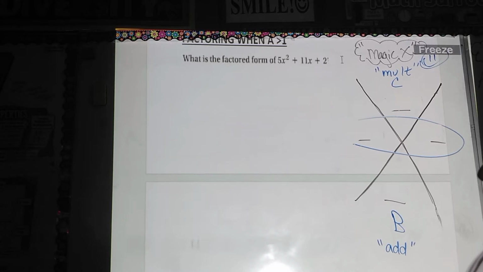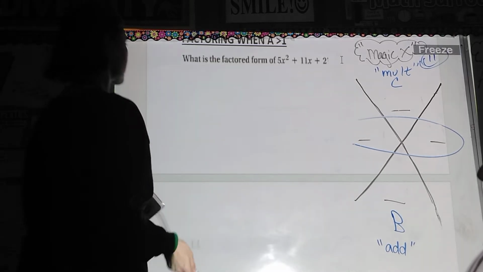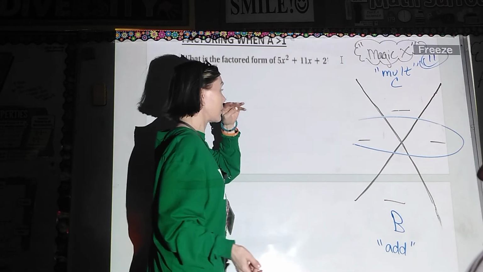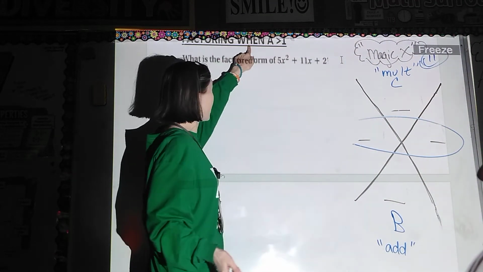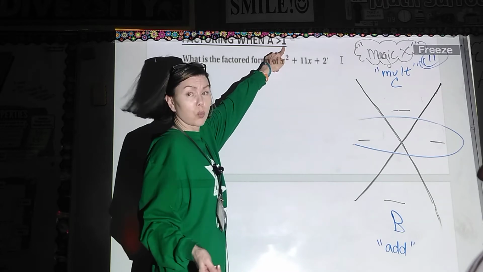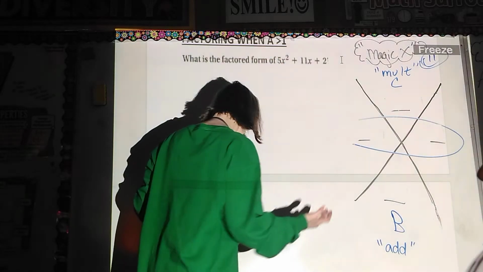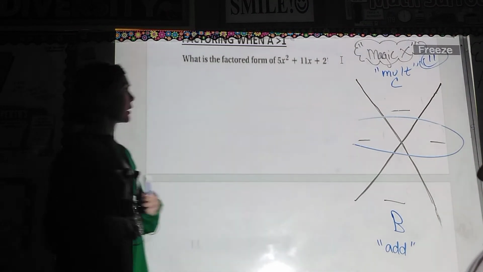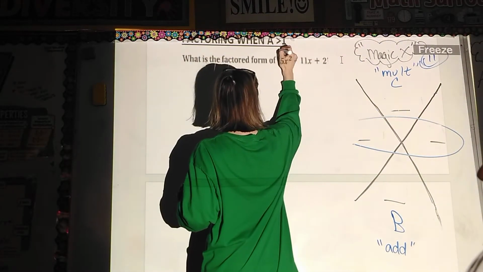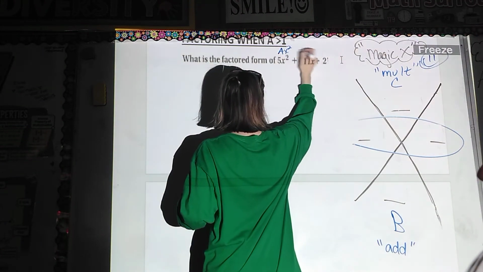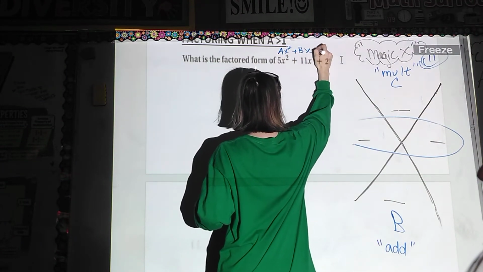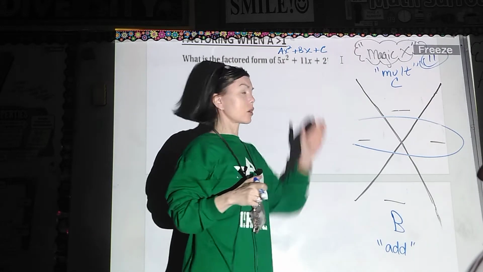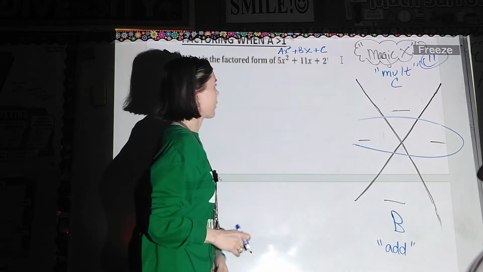Okay, so factoring when the A value is greater than 1. I don't know if you can see that title, but that's what it is. So factoring when A is greater than 1. Let's remind ourselves of what our A is. In our quadratic, we have ax squared plus bx plus c. So this is our A term, our B term, and our C term.